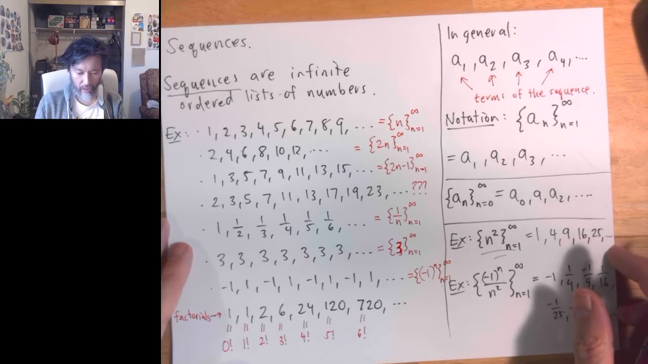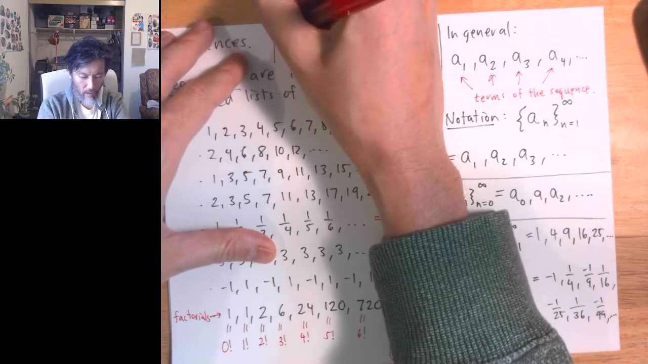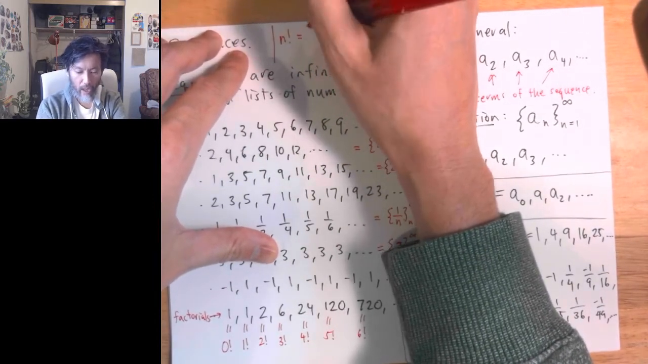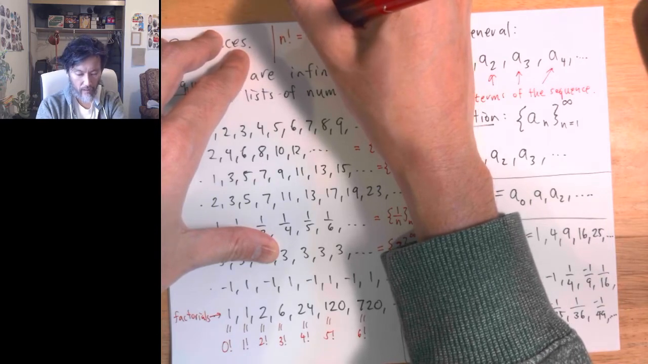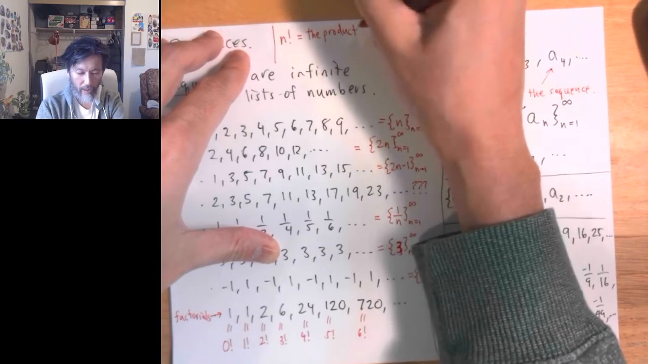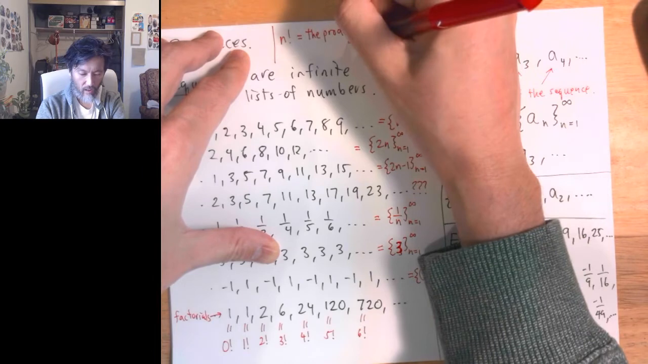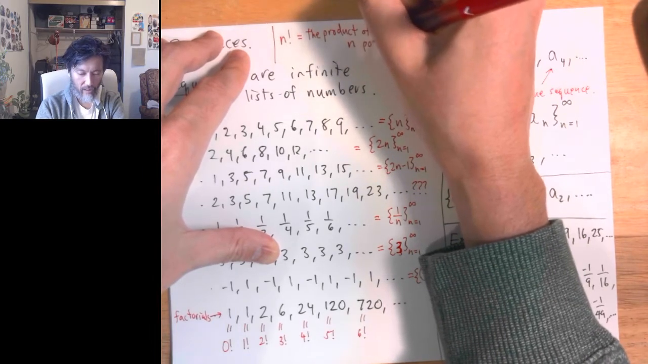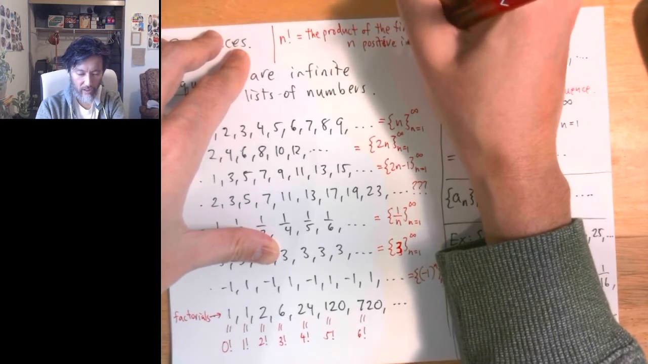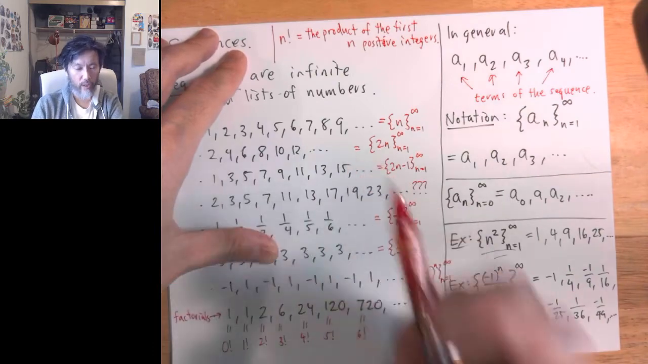Let's see. Where's a good place to write the definition here? Maybe I'll write it up here, okay? So n factorial is simply the product of the first n positive whole numbers. The product. First n positive integers. Okay? That's what n factorial is.